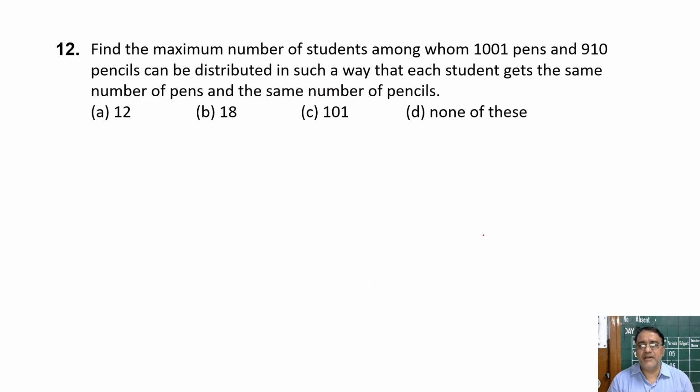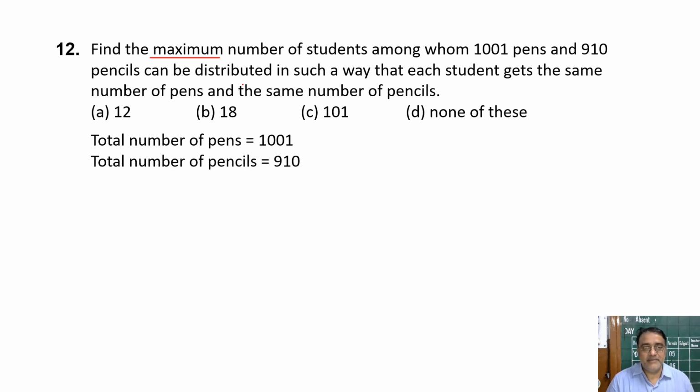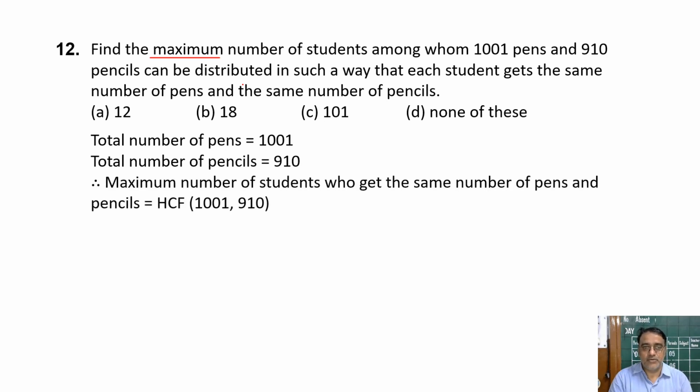Find the maximum number of students among whom 1001 pens and 910 pencils can be distributed in such a way that each student gets the same number of pens and the same number of pencils. So here also one maximum word we can observe. So what we have to find? HCF. Very good. We have to find HCF. So total number of pens is given 1001, pencils 910, and the maximum number of students we can distribute this to is equal to the HCF of these two numbers.